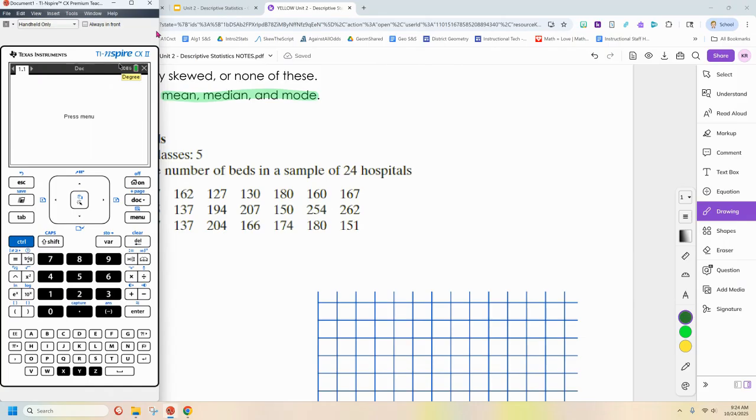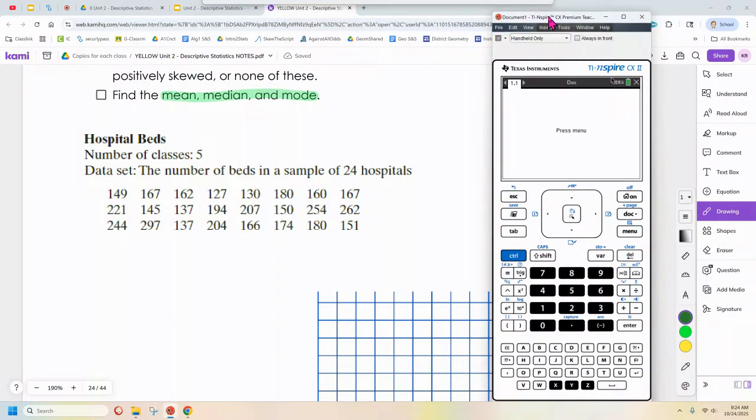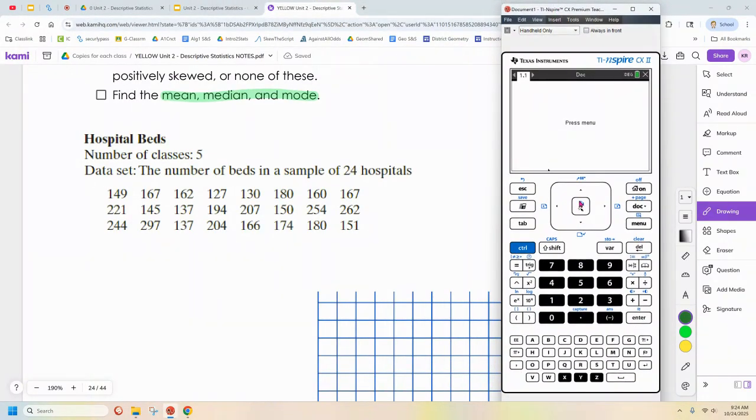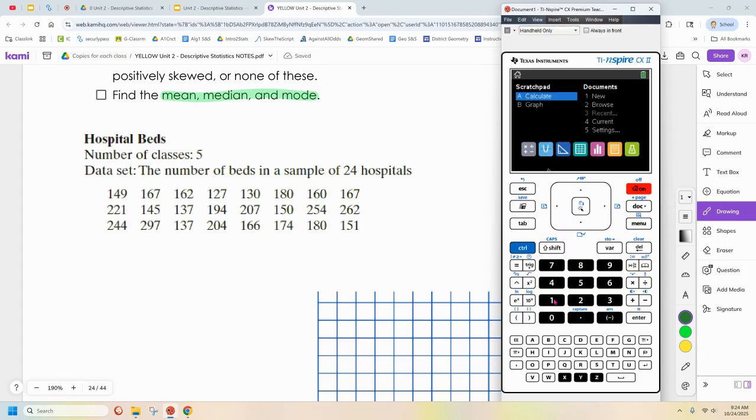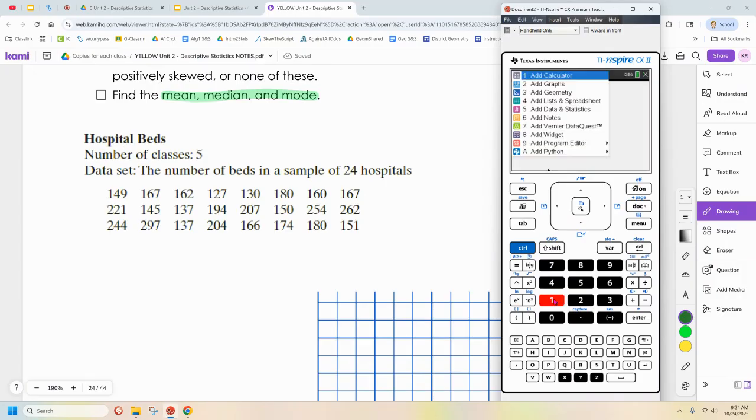And I'm just going to put this calculator over here. And then don't forget, put the word beds up at the top of your list. And then at the very end of class today, remember to clear your calculators so the green class does their own work.